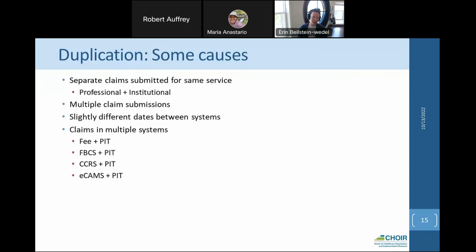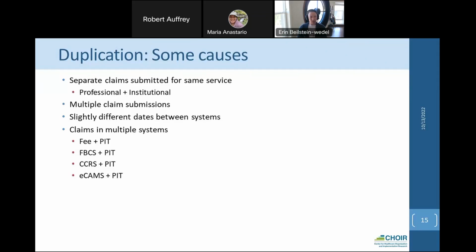How you might want to handle those depends on what you're measuring. There's also multiple claim submissions or resubmissions. So if the claim got denied and the provider resubmitted it, then you'll potentially see them in there multiple times, 2, 3, 10 times. It can be a little interesting and difficult to sort through those, but that is a reason why you might see duplicates or things that look like duplicates.